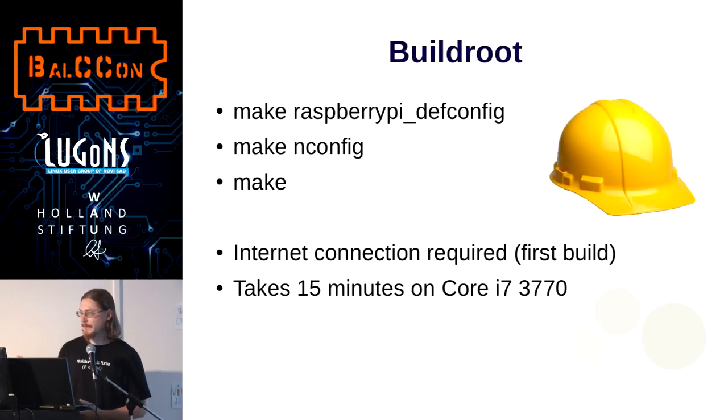First of all, make raspberrypi_defconfig. This is the default config for the Raspberry Pi. Buildroot includes this. It will make a configuration file for this. You can run make nconfig to adapt this if you want, and then run make. It will actually build everything at that point. It will download absolutely everything that it needs, starting from a compiler for your host computer to the Linux kernel sources and everything that you have selected for the target platform. And of course, depending on your hardware, this can take from maybe 15 minutes to over an hour.